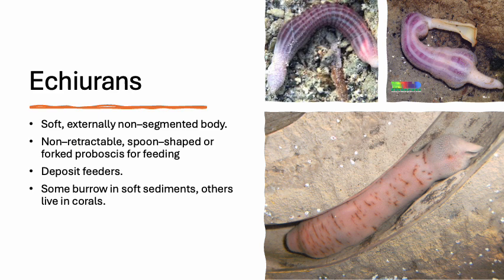Echiurans may look like unsegmented worms, but they are close cousins to annelids. They use a non-retractable spoon-shaped proboscis to scoop up sediment and feed on deposit feeders. Some burrow in soft bottoms, while others actually live inside corals. While not flashy, they play a key role in turning over sediment and recycling nutrients, which helps maintain healthy benthic ecosystems.